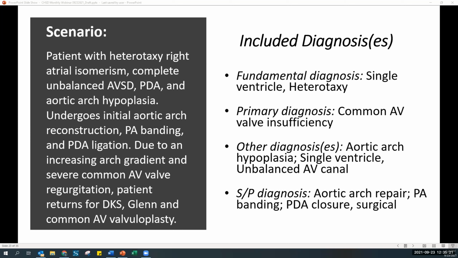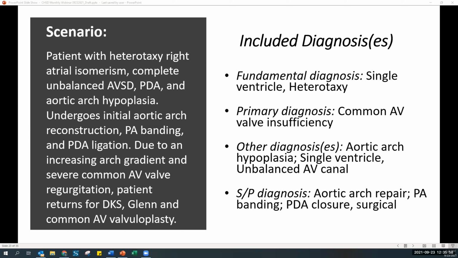So fundamentally, this patient is single ventricle heterotaxy. The reason they're coming to the OR today is different than what they went to the OR for initially. So today is for this common AV valve insufficiency, or depending on how severe the arch gradient is, you may choose that. I know this is based on a patient in my facility, so I know it's common AV valve insufficiency that brought the patient into the OR. But my other diagnoses that I would include are the things that the patient has going on at the time of surgery. So I know that there's an arch gradient, so the aortic arch hypoplasia, and I know that the patient is a single ventricle unbalanced AV canal. And so that's what I would have in my diagnosis list.